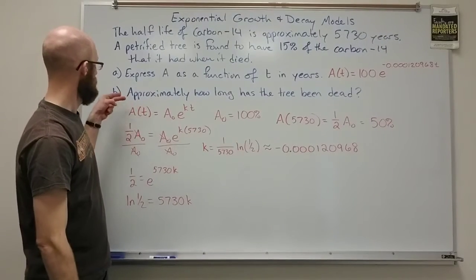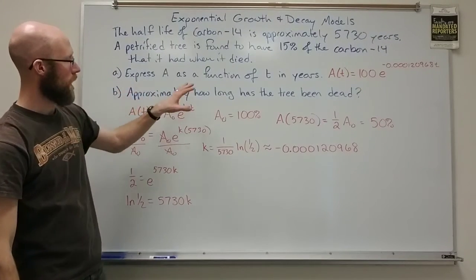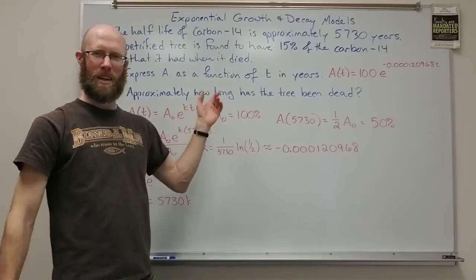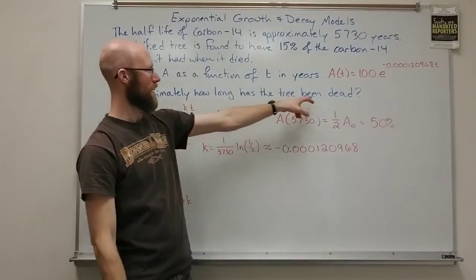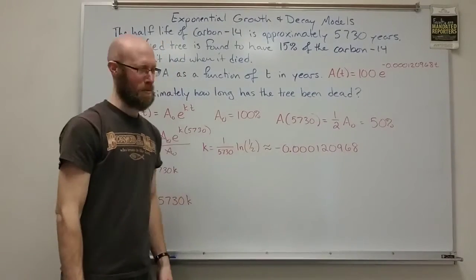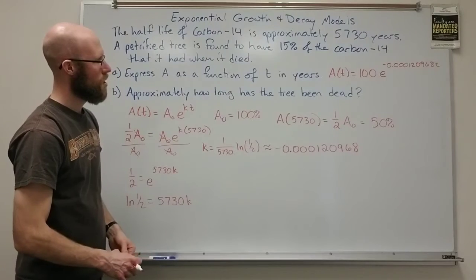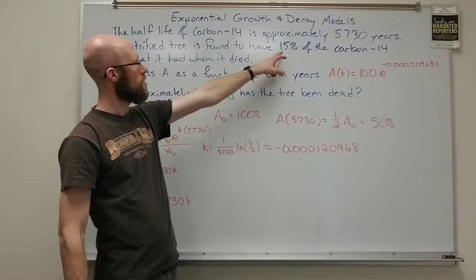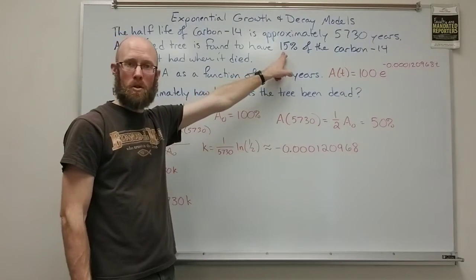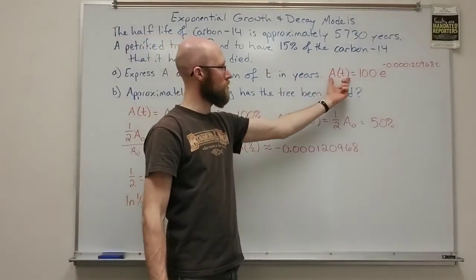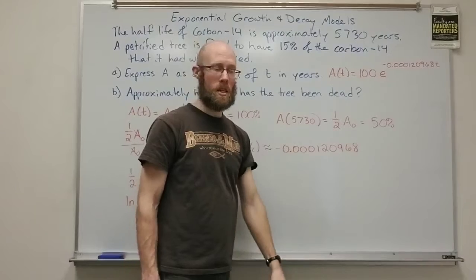Now for question 2, part B here, it says approximately how long has the tree been dead? How many years, how long? I get them confused. And so if we know that the final amount is 15% of that original, then we could plug the 15 in for the final amount and calculate t.